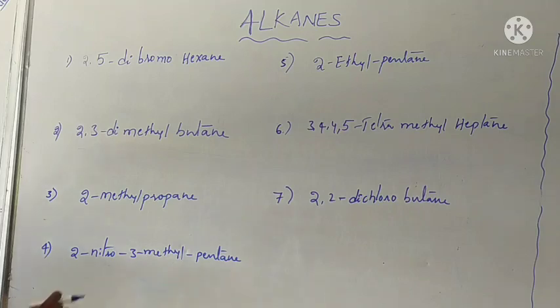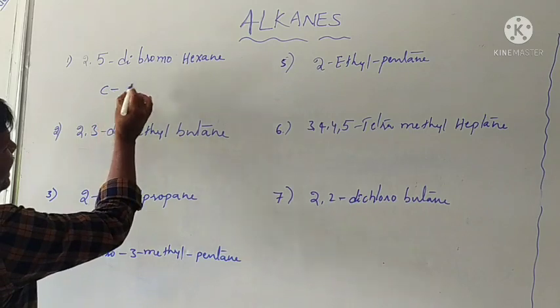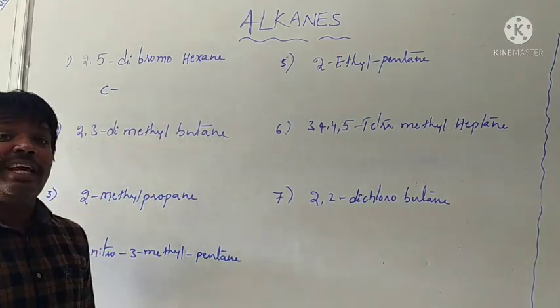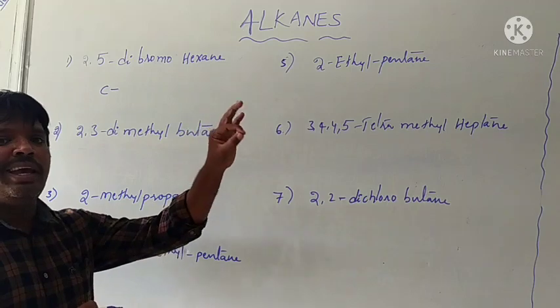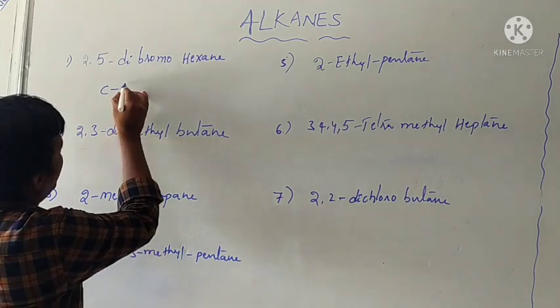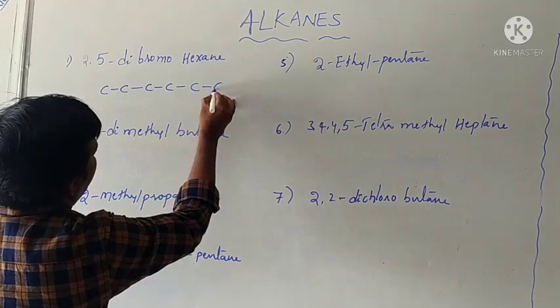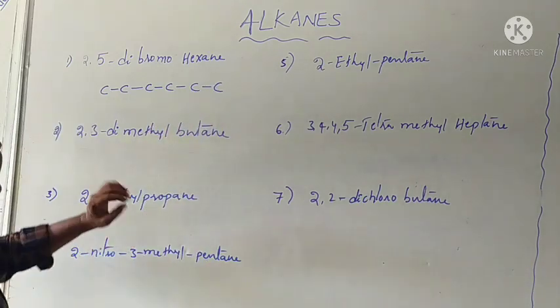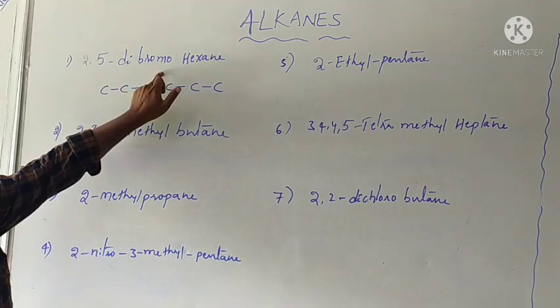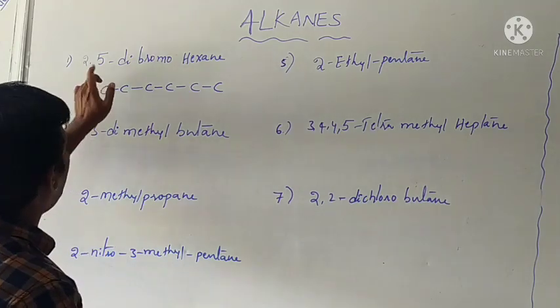First one, 2,5-dibromohexane. In hexane, the word hexane itself indicates the parent carbon chain has 6 carbons. That's why first of all write a parent carbon chain containing 6 carbons, and the substituents are present at the 2 and 5 positions.